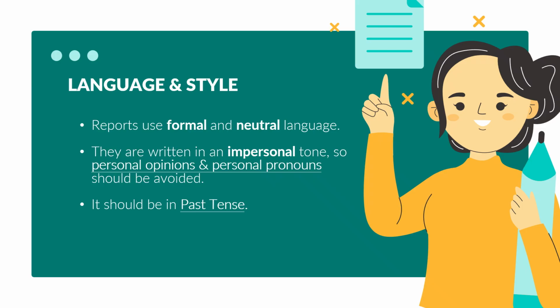Well, now it's time for you to get the golden rules for language and style of a report. Reports are usually formal and neutral, so they are written in an impersonal tone. Personal opinions or personal pronouns should be avoided. It should always be in past tense because the event already happened. So write in the past, and you need to focus on the action, not on the person.